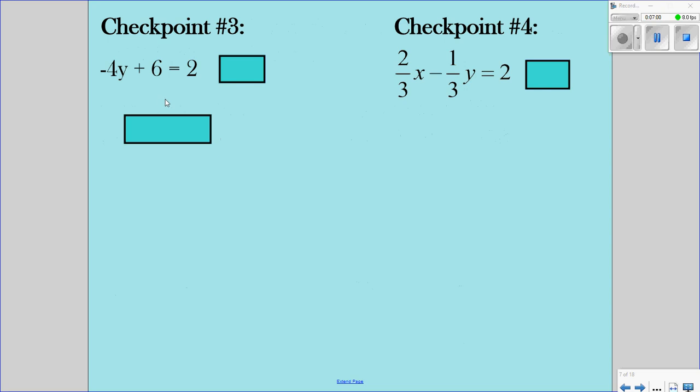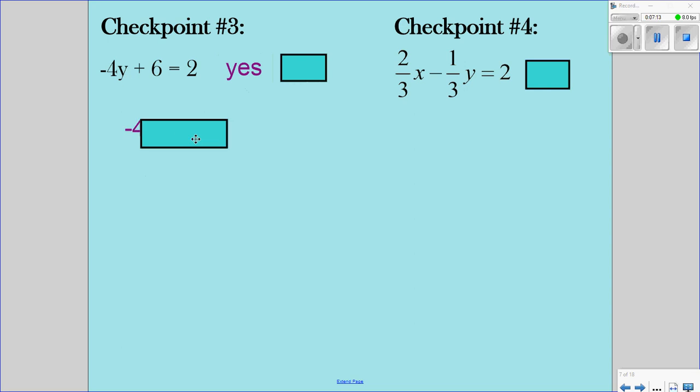Next one. Is this a linear equation? Yeah, it is. And then if you write it in standard form, you would have to bring the 6 to the other side and then get rid of the negative, which I did not do. So let's do that. Once I do negative 1 on both sides, I'll get positive 4. And then I'll have 4y equals 4.